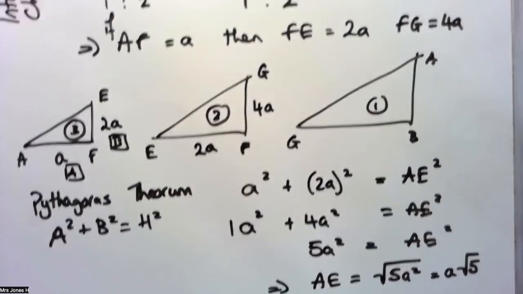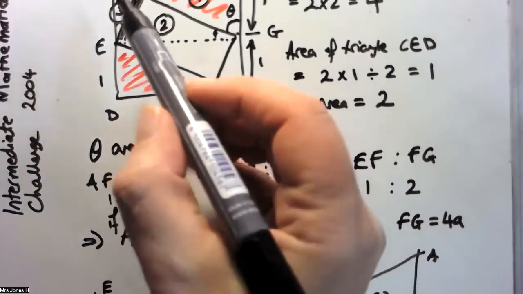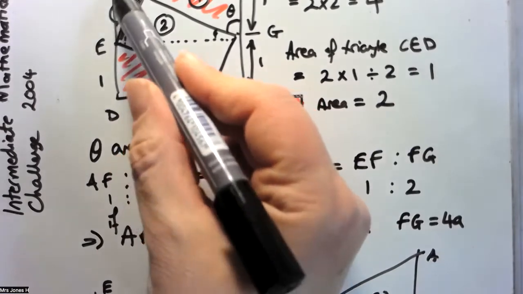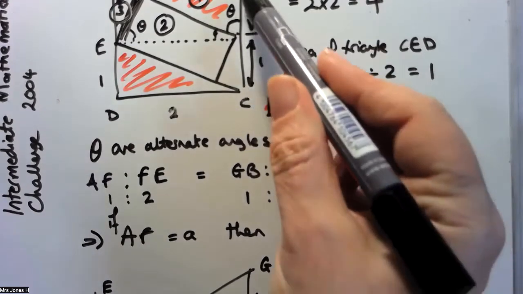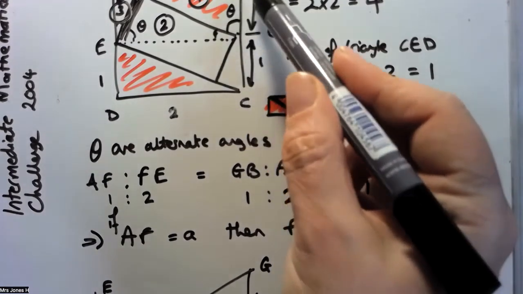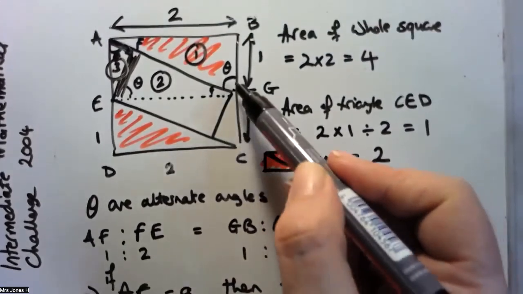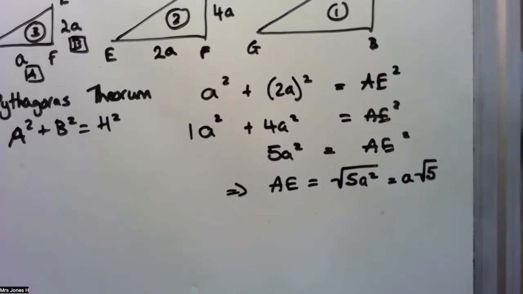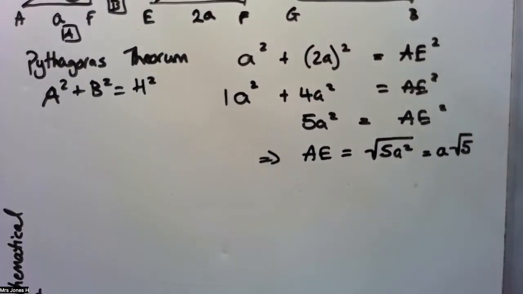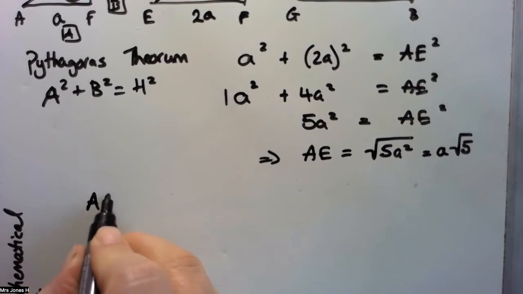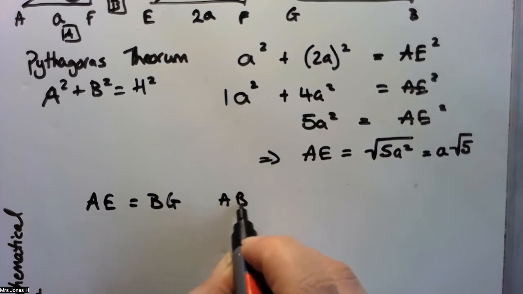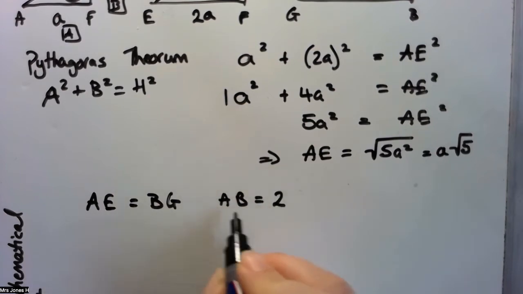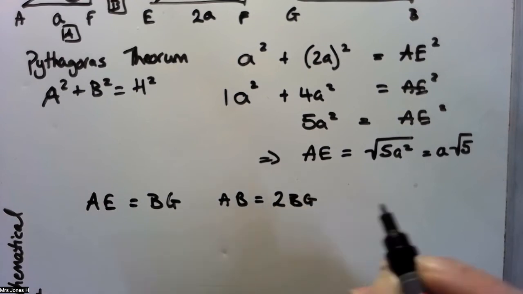AE here is the same here as GC. AE is also the same as BG because that's 1, this is 1. We're looking at it being equal. So we've got AE equals BG, AB equals 2BG.